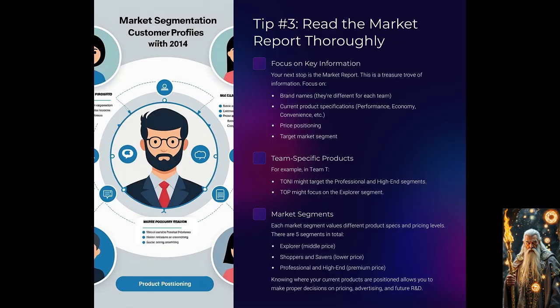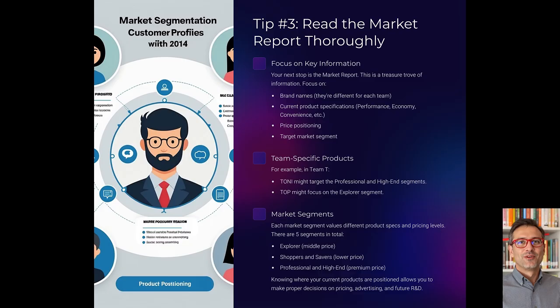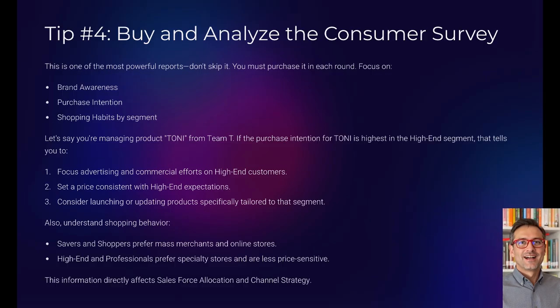Tip number 4, buy and analyze the consumer survey. This is one of the most powerful reports. Don't skip it. You must purchase it in each round. Focus on brand awareness, purchase intention, shopping habits by segment. Let's say you're managing product Tony from Team T. If the purchase intention for Tony is highest in the high-end segment, that tells you to 1. Focus advertising and commercial efforts on high-end customers.